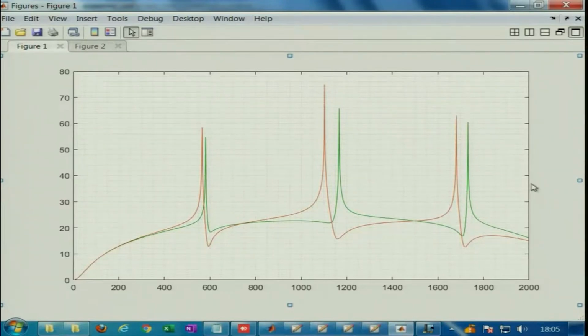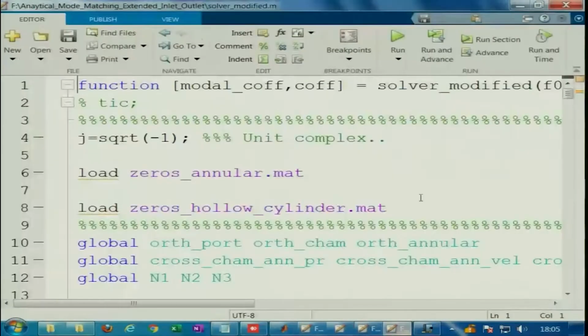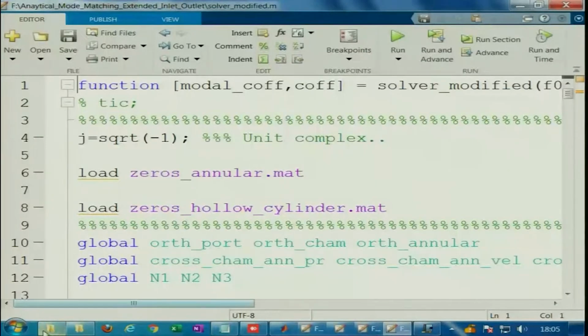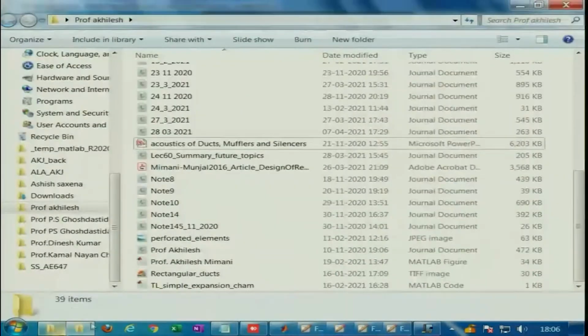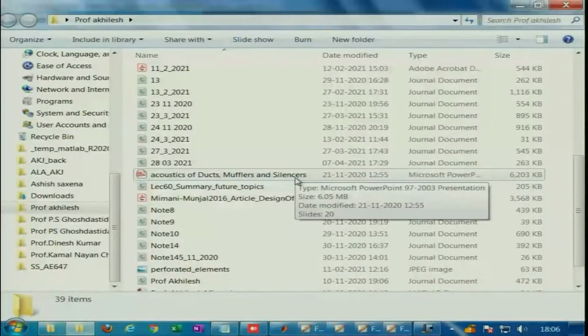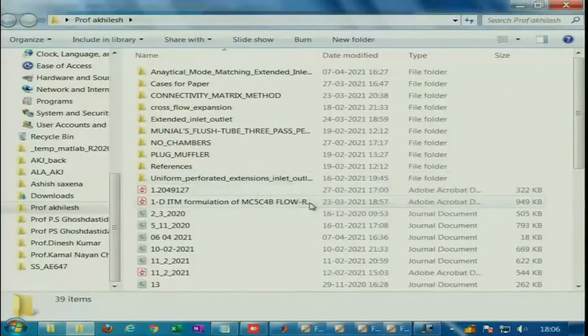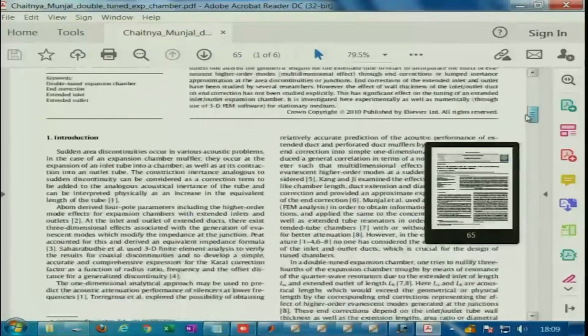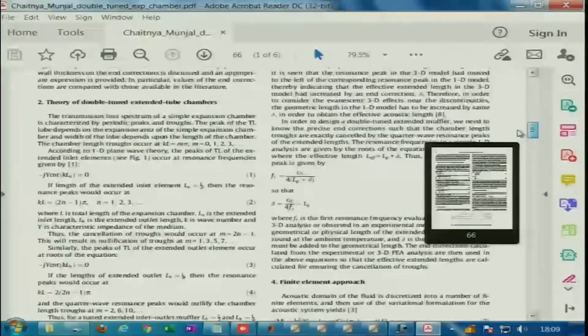So, these are some of the important effects that I thought of highlighting here. I will close all these, and what we could do is look at Chaitanya and Munjal's Applied Acoustics paper. Let me see if I have this paper readily available. This was the paper I was referring to, the famous paper published in Applied Acoustics. This is what they have done.